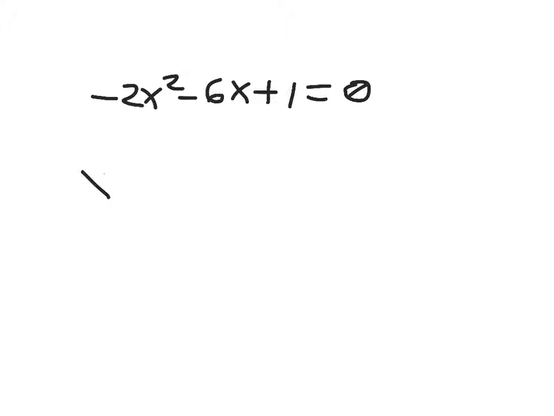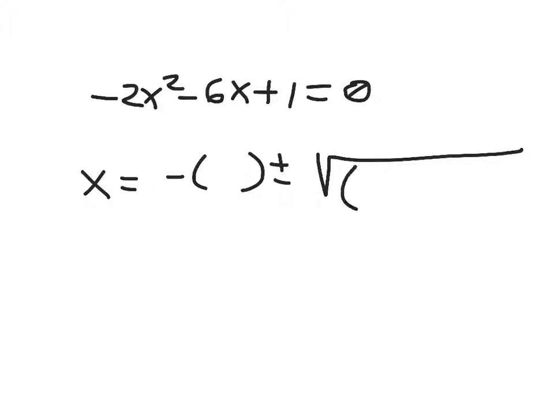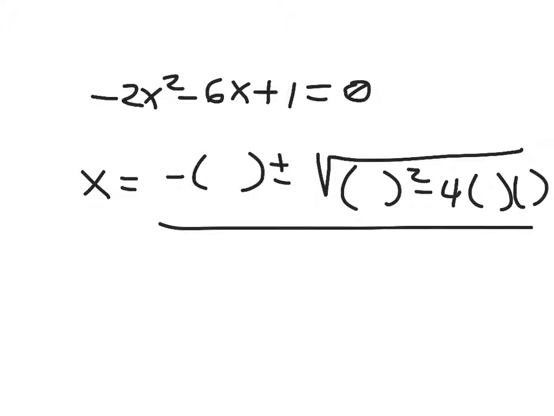All right, one more problem. And the next problem is this: -2x squared minus 6x plus 1 equals 0. Quadratic equation would have us write this. And then 2 times that.